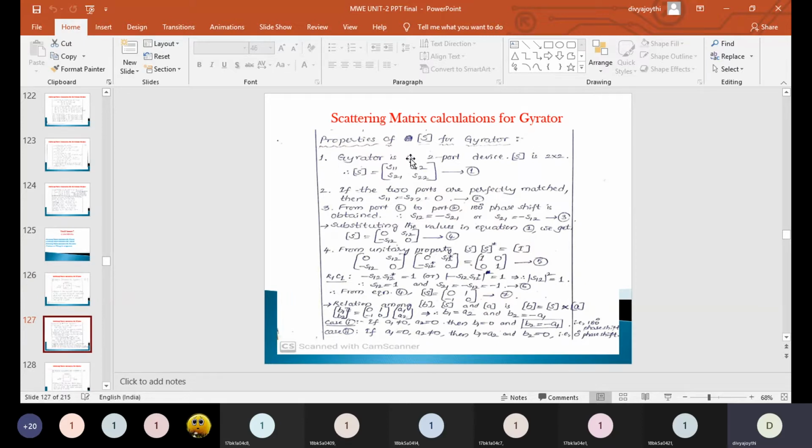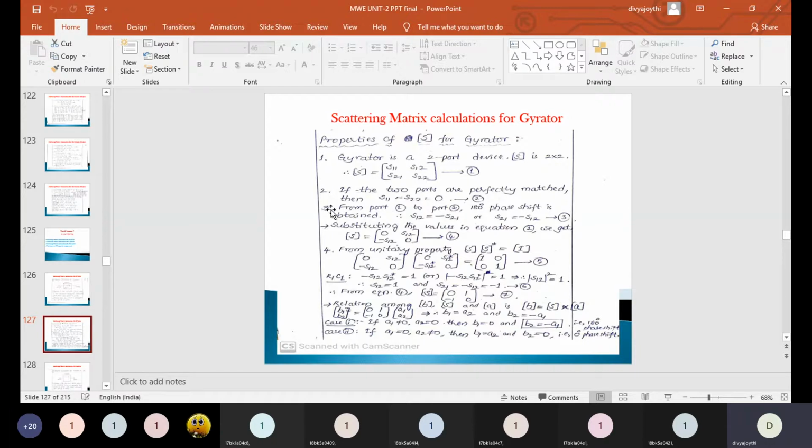gyrator. And as the gyrator is a two-port network, we are going to have an S matrix of order 2 by 2. And if both the ports are perfectly matched, then S11 and S22 are going to be zeros.